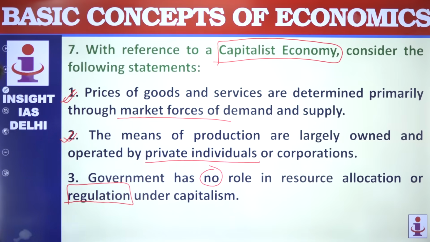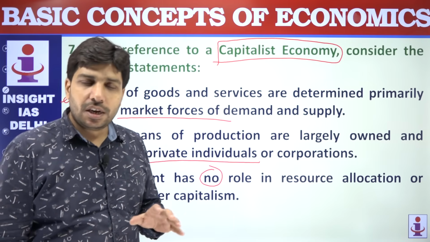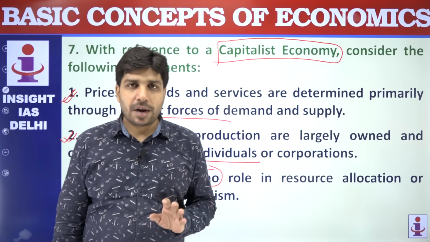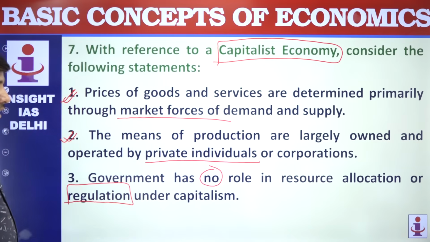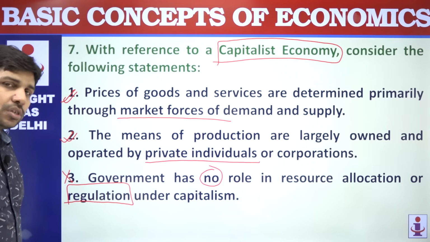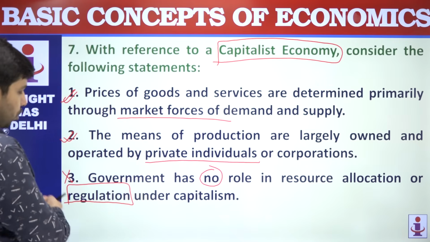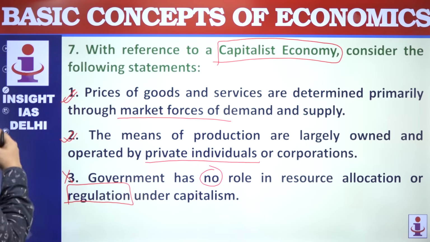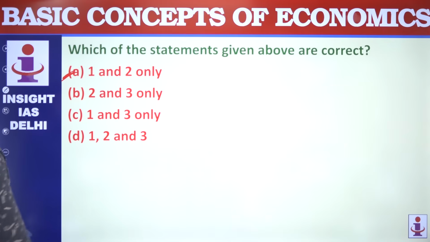See, capitalism is more about leaving the market forces free. In capitalism, market forces determine everything. But to say that government has no role, it will be a bit difficult. It is a wrong statement because governments do possess a very good role, whether in terms of resource allocation or regulation. So 1 and 2 are correct. Option A is your correct answer.